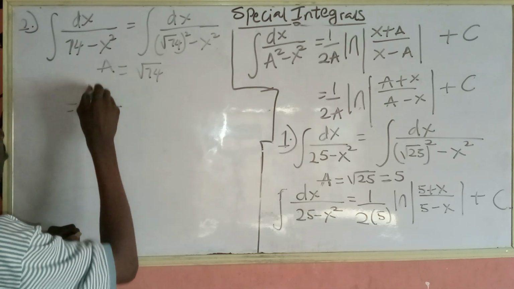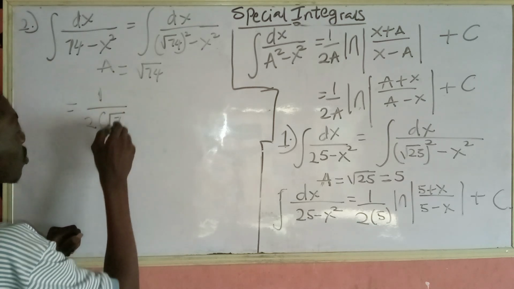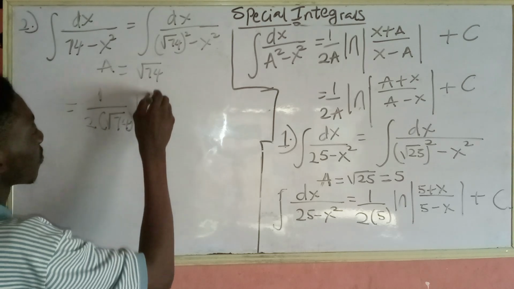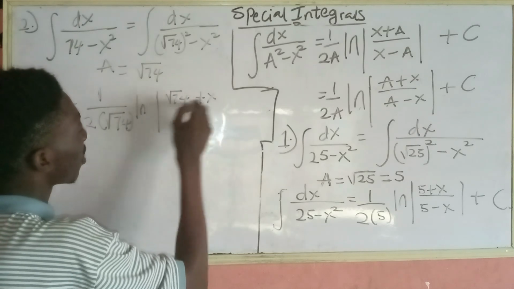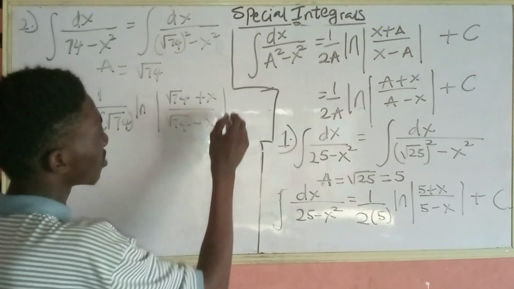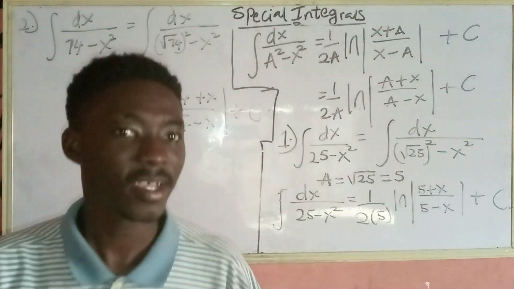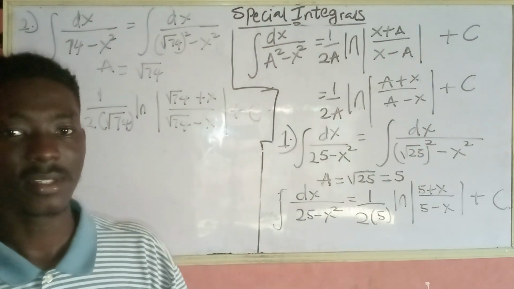1 over 2 square root of 74, and that will be the natural logarithm of square root of 74 plus x over square root of 74 minus x plus c. That will be my final answer on that. So that will be a series on the integral of 1 over a squared minus x squared.